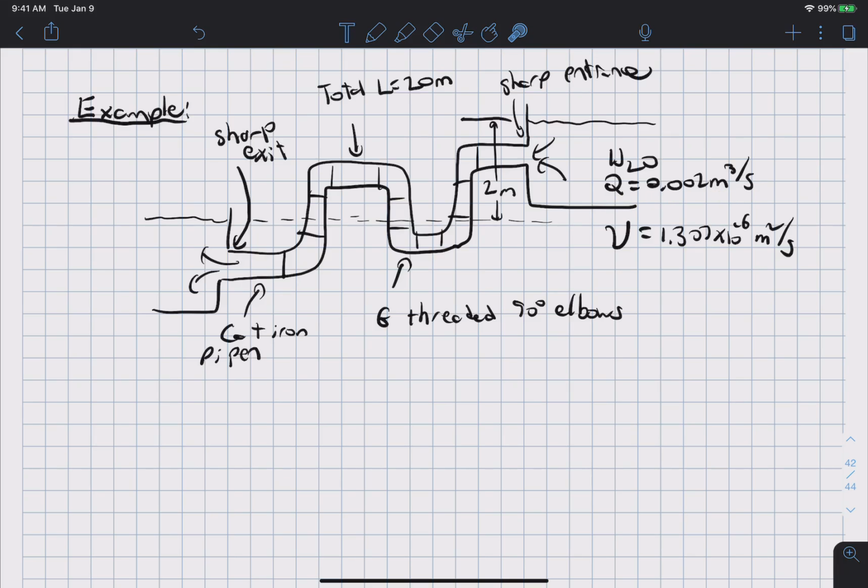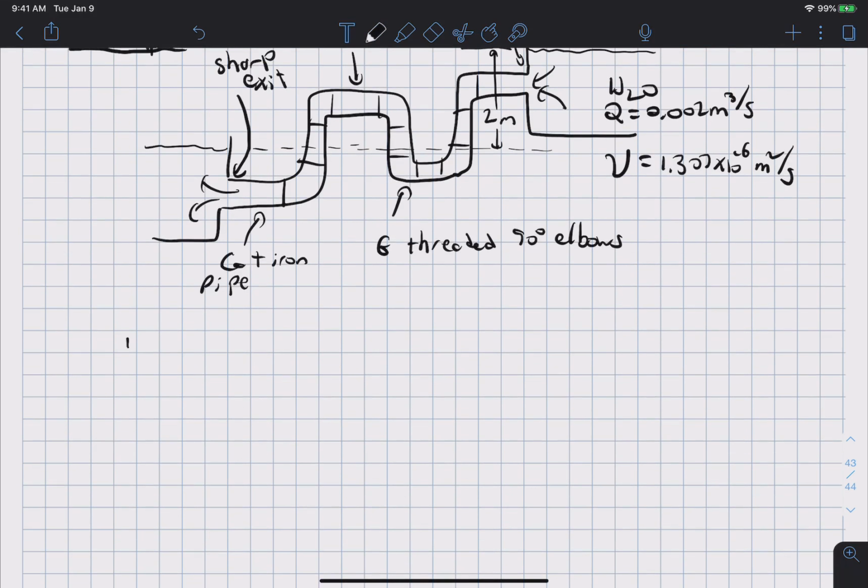And because it's water, we'll probably need the kinematic viscosity, so I looked that up for you. And it is 1.307 times 10 to the minus 6 meters squared per second. And also the pipe is made of cast iron. Okay, and so we are to find the diameter.